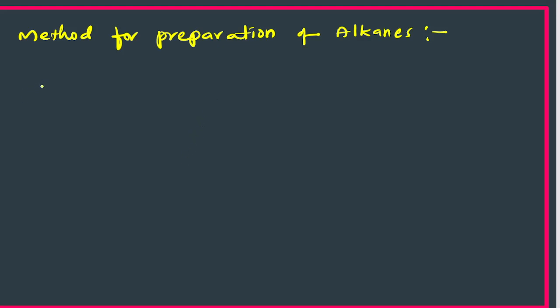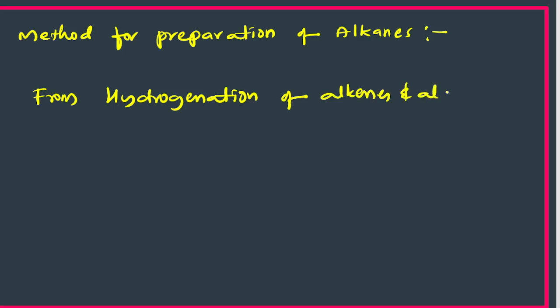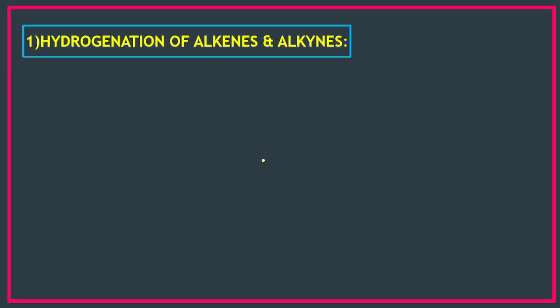Hydrogenation of alkenes and alkynes is also known as hydrogenation of unsaturated hydrocarbons. Have a look at the methods of preparation of alkanes: hydrogenation of alkenes and alkynes.